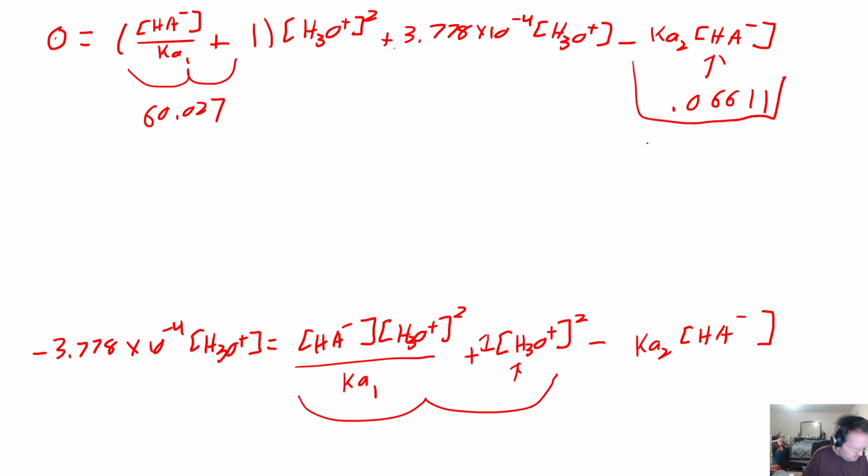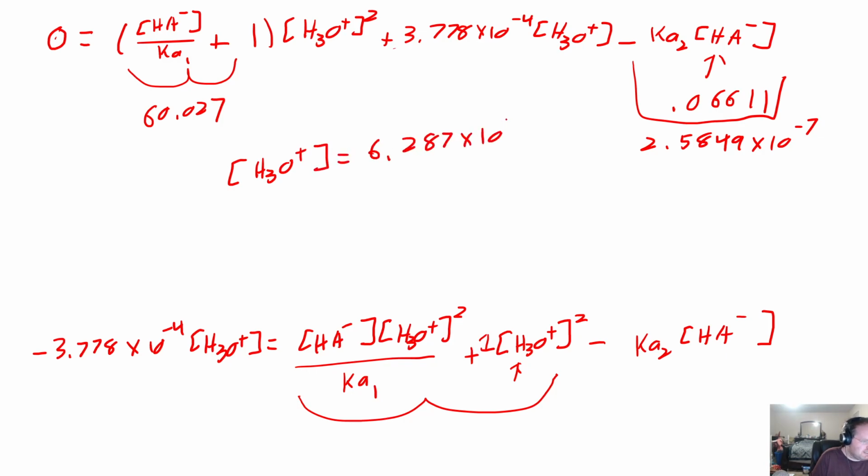So this term over here is going to become 2.5849 times 10 to the negative 7th. Note, I'm just keeping extra digits so I don't have rounding issues. So now A is 60.027, B is 3.778 times 10 to the negative 4th, and C is negative 2.5849 times 10 to the negative 7th. Plug those straight into the quadratic equation. When you do that, you'll get two values. Only one of them is positive, so you will get that H3O+ equals 6.287 times 10 to the negative fifth, which will give you a pH equal to 4.20.